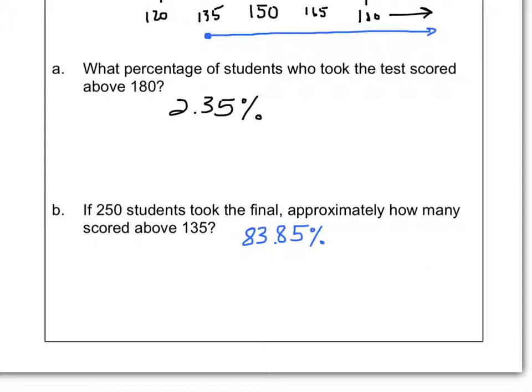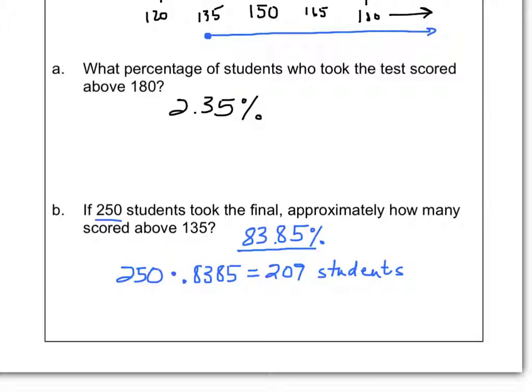So 250 took the test. I'm going to take that times 0.8385, and that will give me how many out of those 250 scored above 135, which if you calculate that, you get 209 students. So 209 students out of the 250 scored above a 135. And if you think about this, 83% of 250, that's a majority of it. Okay? 209 is pretty close to 250 when you calculate that out.